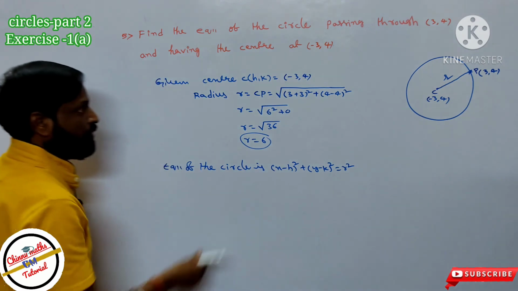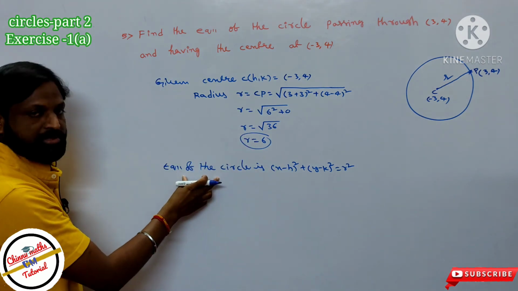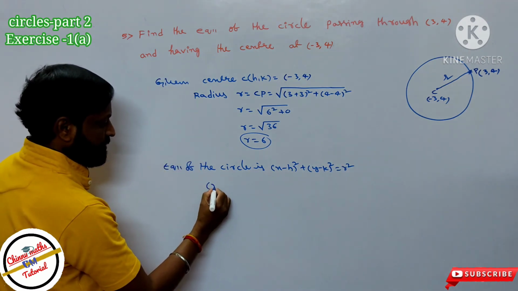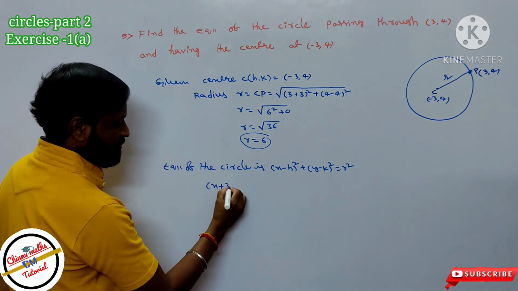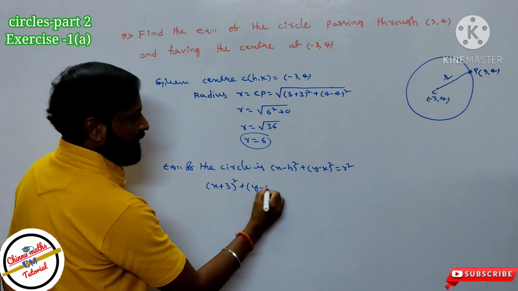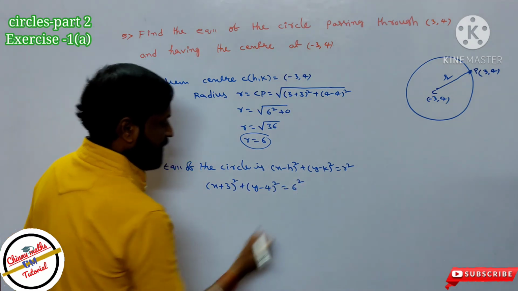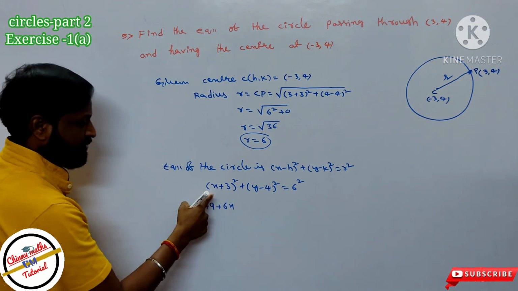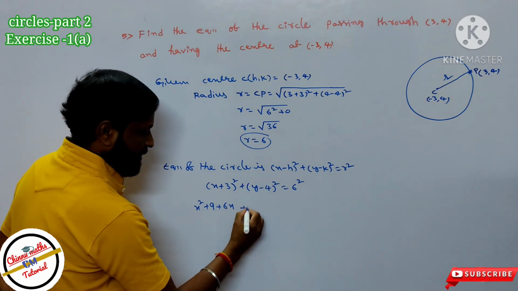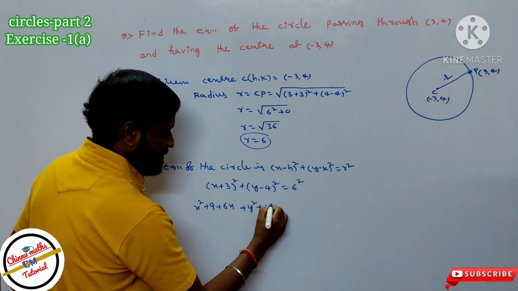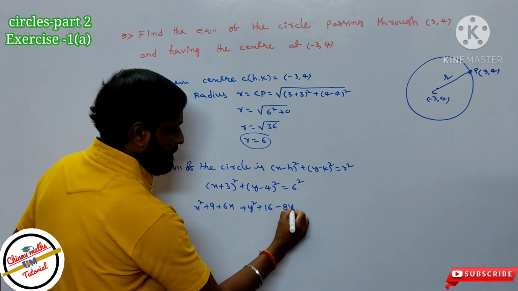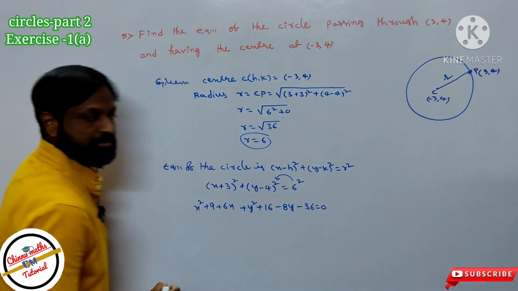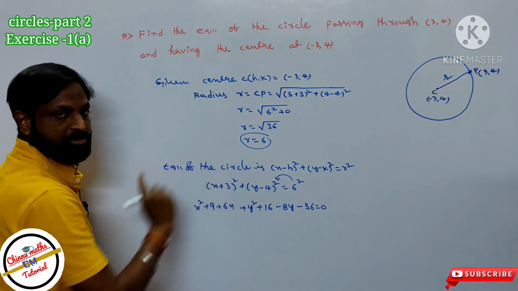It is the radius. We know the center and radius. The equation of the circle is (x minus h) whole square plus (y minus k) whole square equals r square. So then (x minus (-3)), that is (x plus 3) whole square, plus (y minus 4) whole square equals 6 square. Then you can write x square plus 9 plus 6x, using a square plus b square plus 2ab, plus y square plus 16 minus 8y, minus 36 equals 0. 6 square equals 36. So here the sign should be changed.